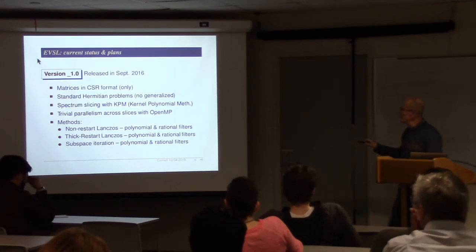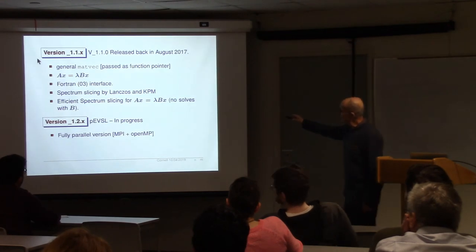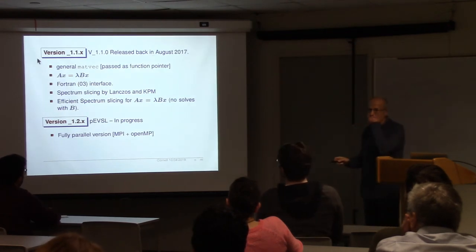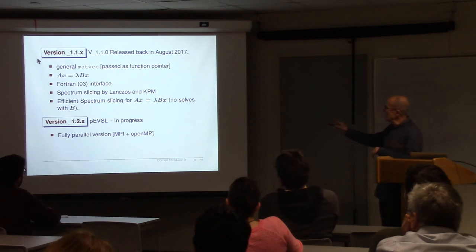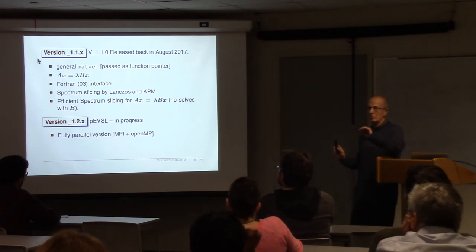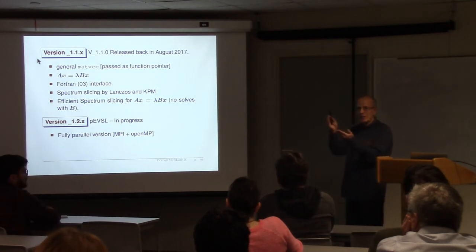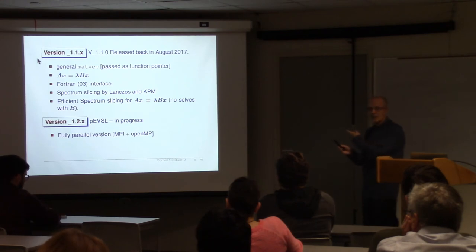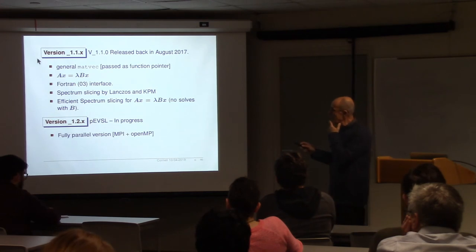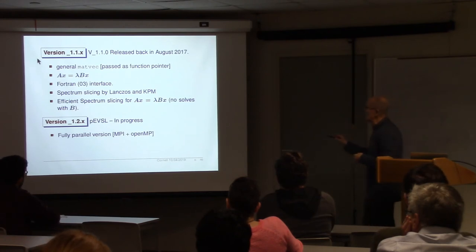So this is version 1. I'm going to skip that part. I'm going to tell you what we have now, which is version 1.1. It takes general matrices, so you can have just a matrix vector product. Very often in applications, you don't really have a matrix, you have a matrix vector product. This is one of the things that they mentioned with the motor example, for example. It's very hard to just have a matrix. You really need to have a matrix vector product, something you can pass as a function pointer.